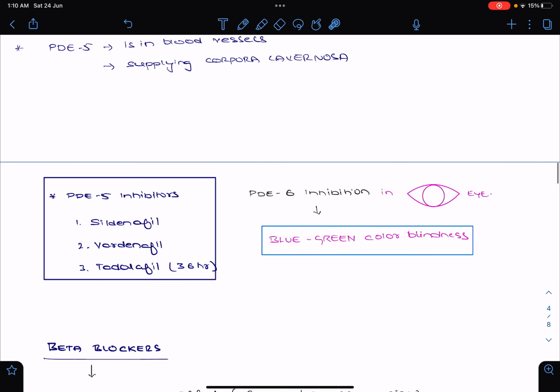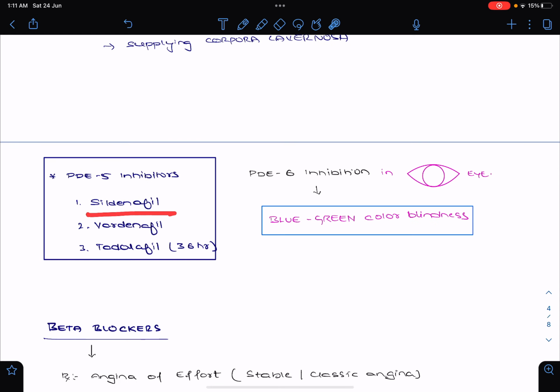So what are the other phosphodiesterase 5 inhibitors that should not be combined with the nitrates? So we have sildenafil, vardenafil, and tadalafil, which is longer acting. And also at this point of time, please remember this, even sildenafil can inhibit the phosphodiesterase 6 activity which is present in the eye, and it can lead to blue-green color blindness. So this was about the nitrates.